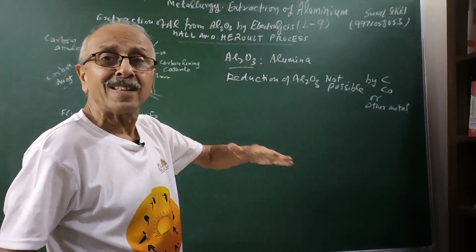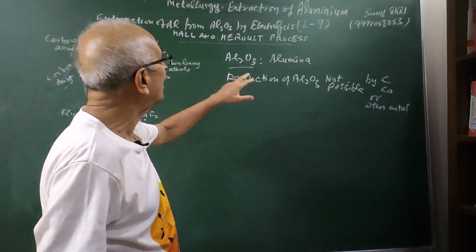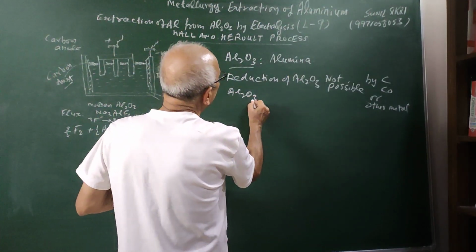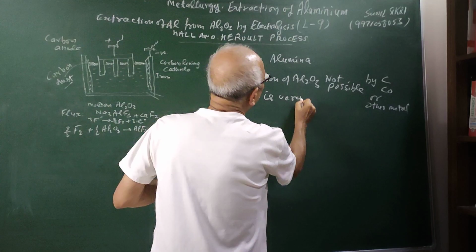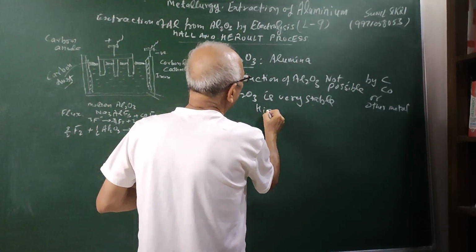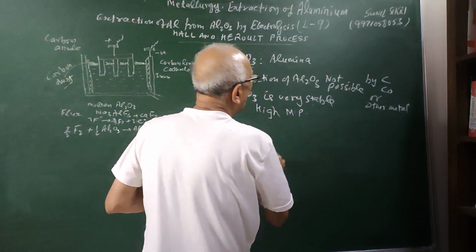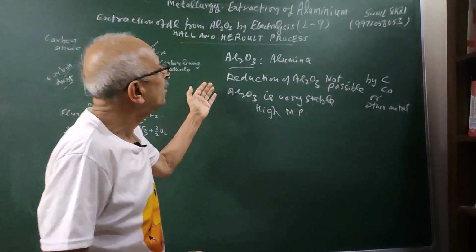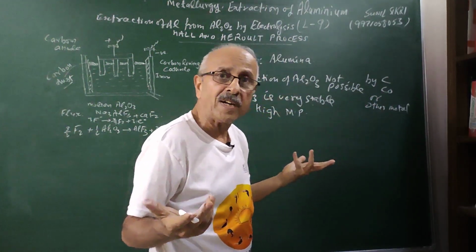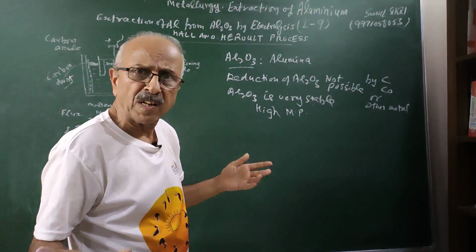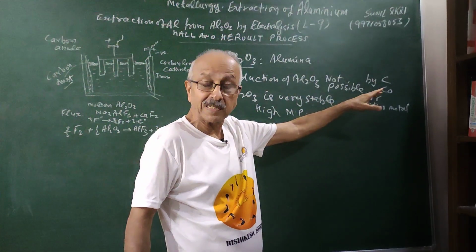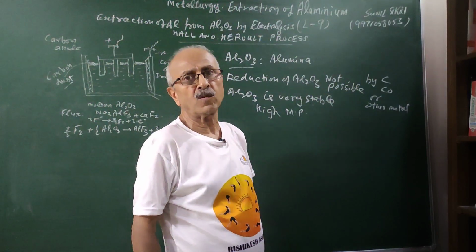The alumina is lying in the lower side of the Ellingham diagram, therefore it is a reactive metal, and Al2O3 is a very stable oxide. Very stable oxide, it has a high melting point. It is difficult to reduce alumina and not possible to reduce by carbon or carbon monoxide. There are some other metals also, like magnesium oxide, etc., which cannot be reduced by the smelting process or using carbon or carbon monoxide.